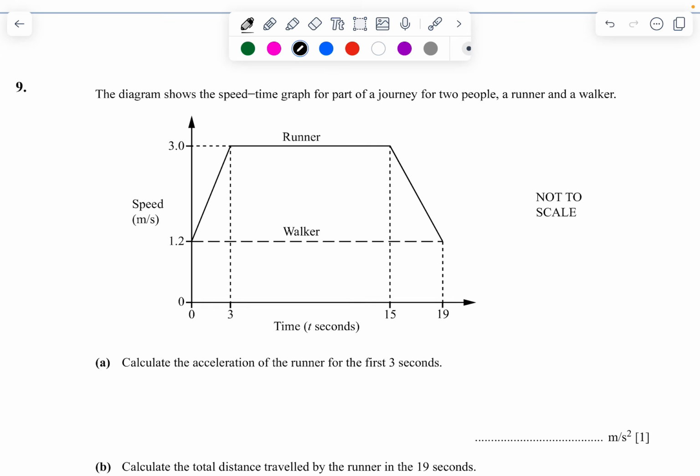So where is this one? 0 seconds and 3 seconds. This is 0 and this is 3. So start and ending of this 3 seconds. First 3 seconds been asked. So acceleration, just now we do that, it is change in velocity divided by time. And it is only 1 mark question. So therefore it should be a very easy question to solve.